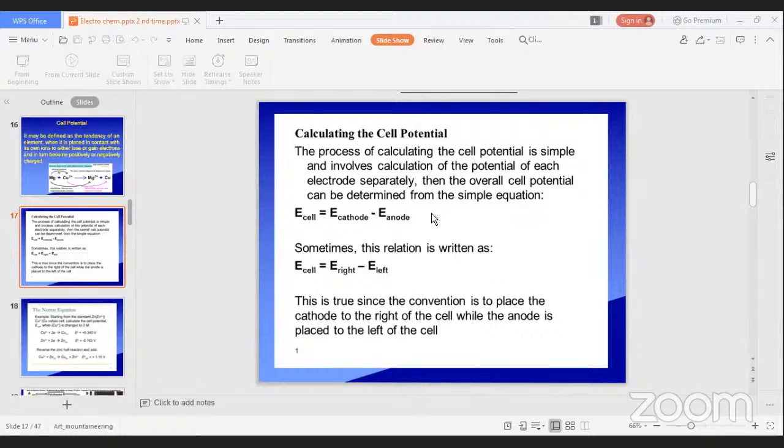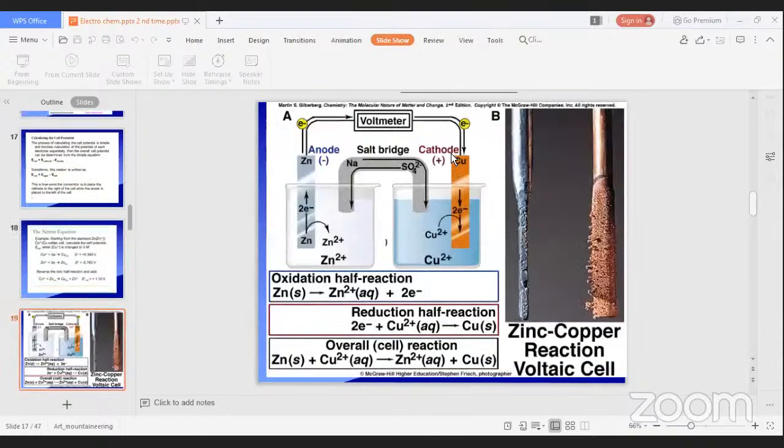The reduction potential of copper, copper 2 plus plus 2 electrons to copper, gives plus 0.34 volts. Here 0 minus 0.34 volts, so we obtain that copper value. If I take zinc, minus 0.76 volts is generated using the standard hydrogen electrode. Like this we can calculate the standard values, and all the cell potential values.